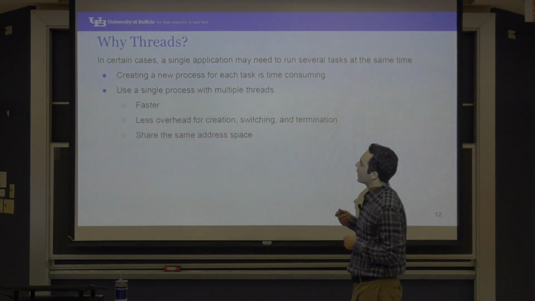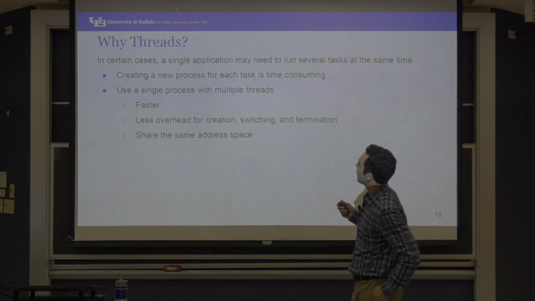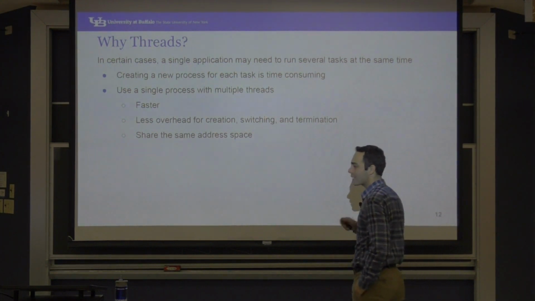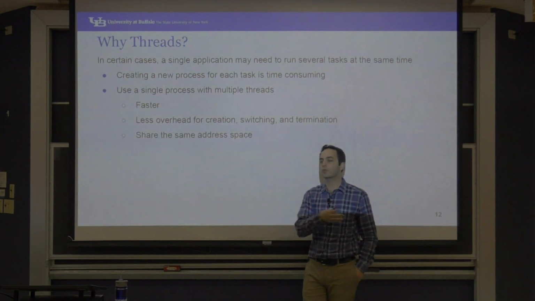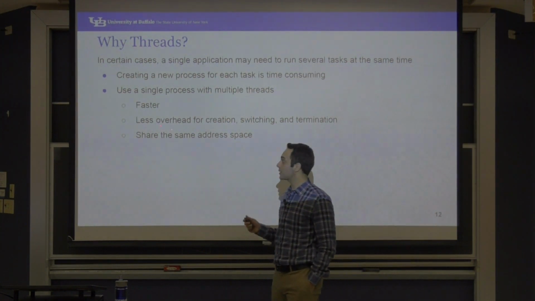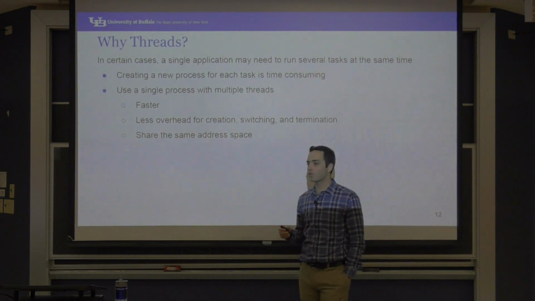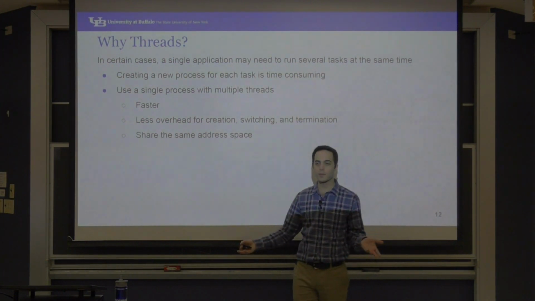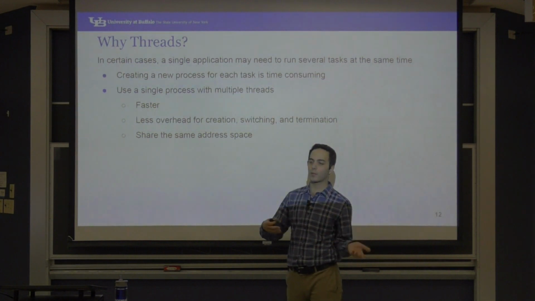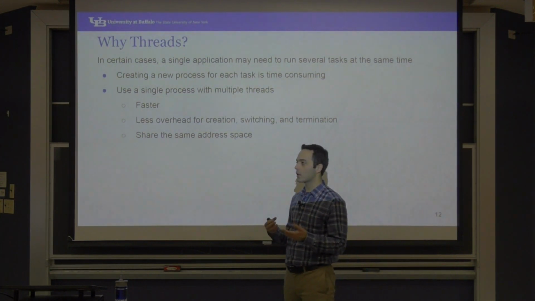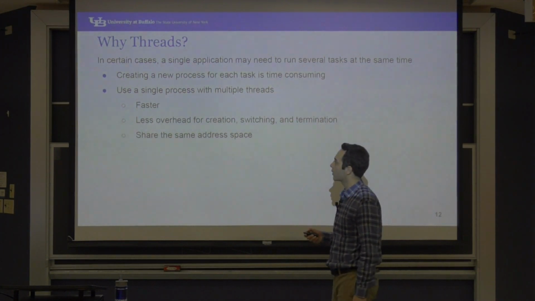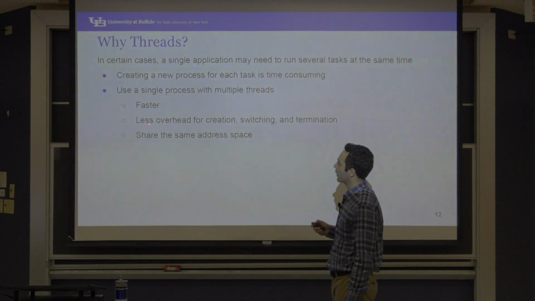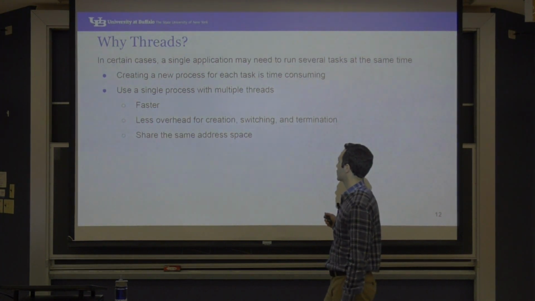So why are we using threads now? Because in certain cases, a single application may need to run several tasks at the same time. It's not that they're different processes, but it's the same process that wants to do separate things, right? And it makes it faster when you have multiple threads running at the same time, if the jobs allow that, right? Basically, they're not depending on each other. And if you use threads instead of processes, there's less overhead of creation, switching and termination.